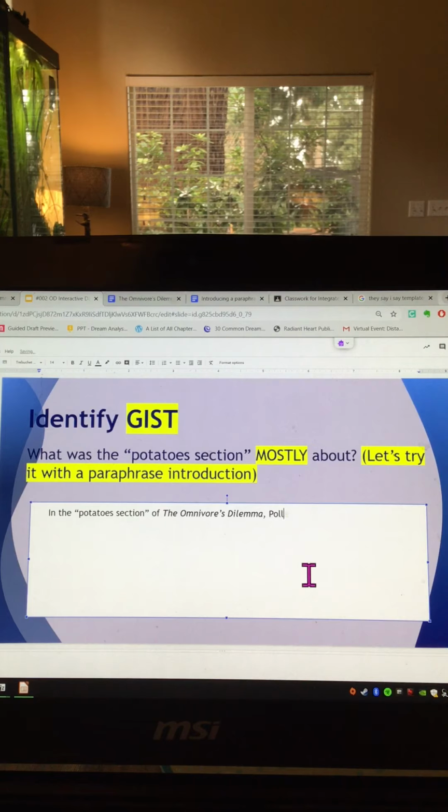So Pollan observes that, but now we need to answer that question. What is Pollan observing? So Pollan observes that large production potato farms are toxic. Okay, so that's a really good start, but we need a little bit more explanation. What is it that he says about the large production potato farms that make them very toxic?